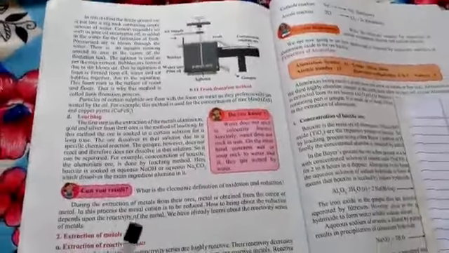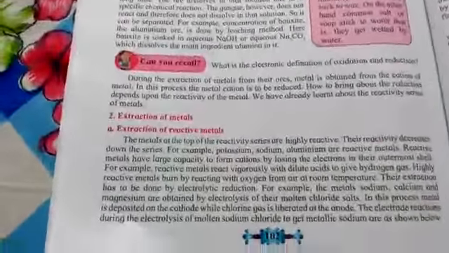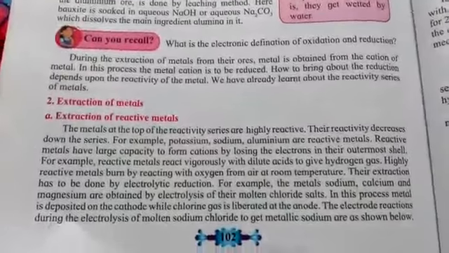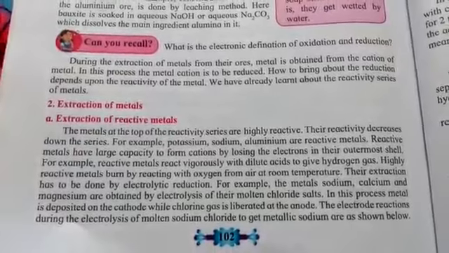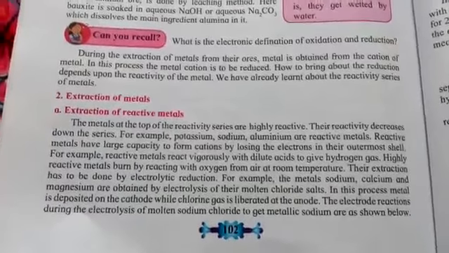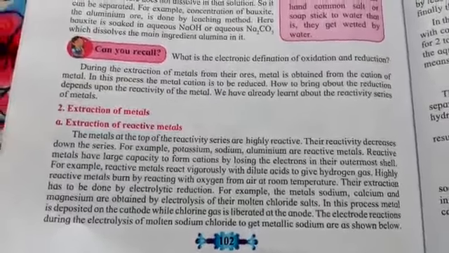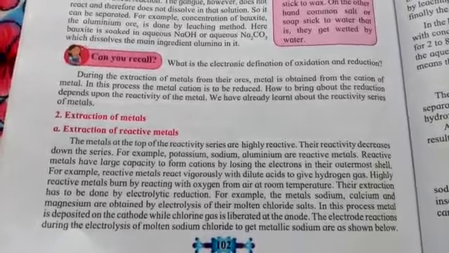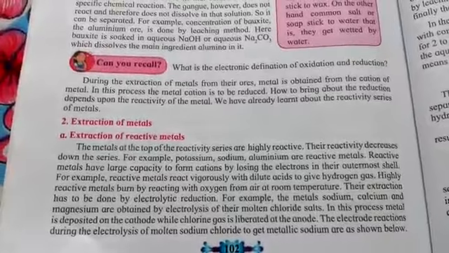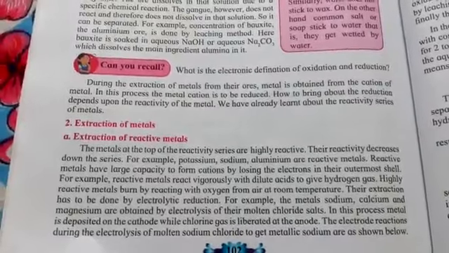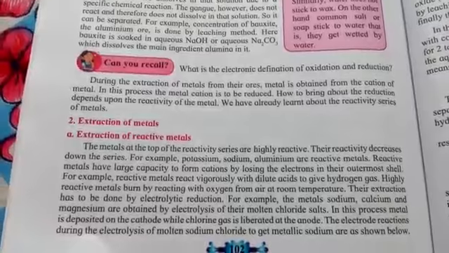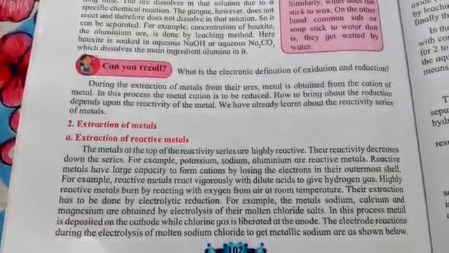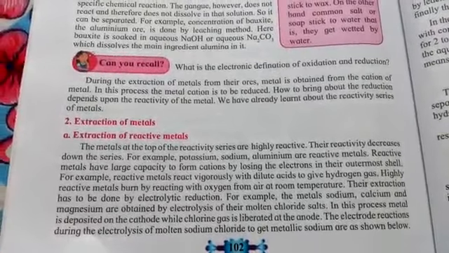So potassium, sodium, aluminium, these metals are extracted by electrolytic reduction, because these are highly reactive. These metals can react with a dilute acid to give hydrogen gas, or such kinds of reactive metals catch fire even at room temperature, and because of this the extraction of such metals is done by electrolytic reduction.